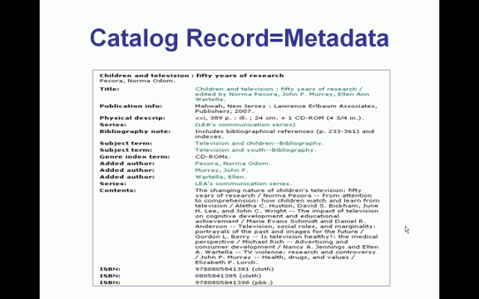Look, for example, at this screenshot about this CD-ROM, which is owned by Sims Library. The title field metadata tells us that it's titled Children in Television, 50 Years of Research. The publication metadata, or field, tells us who published it and where it was published. The author field, or metadata, describes who created the CD-ROM, and so on.